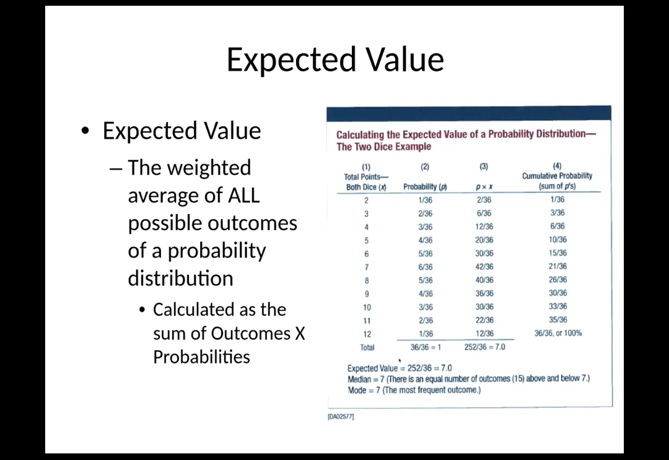I mentioned, so expected value is 7, the median is 7, and the mode is 7. The mode is 7, the most frequent outcome. The median, there's an equal number of outcomes, and this is where the error is. It says 15 above and below. It's 5 above and below. So this becomes the median, and the expected value is also that. So that's how, basically, when we talk about central tendency and expected value, all these things come together, and that's what they're trying to illustrate in the textbook.